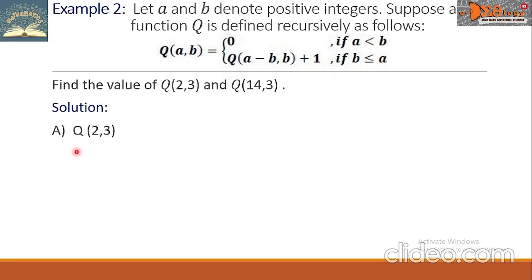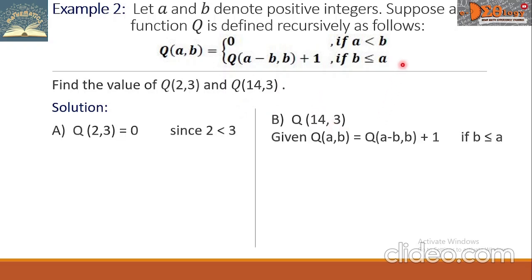Let's begin with Q of 2, 3. Take note that A value here is 2 and the B value is 3. This Q of 2, 3 equals 0 since 2 is less than 3 as defined in our first function here. Now let's go to Q of 14, 3. Again, we note that A is 14 and B is 3. We are now using the second function.